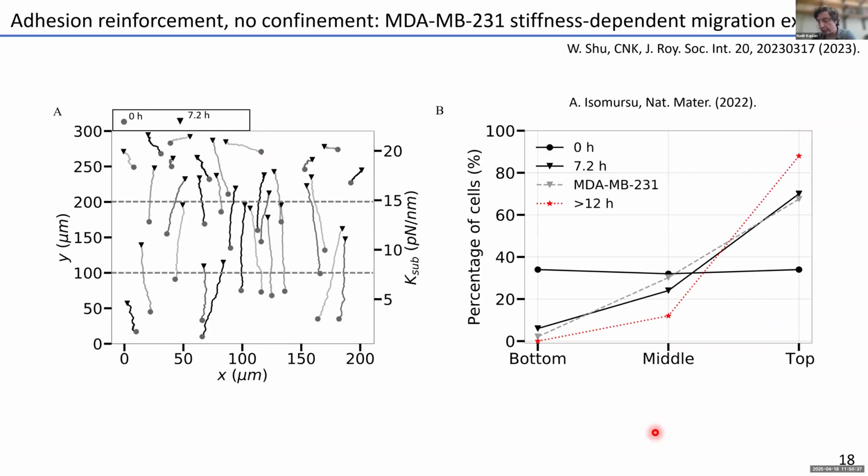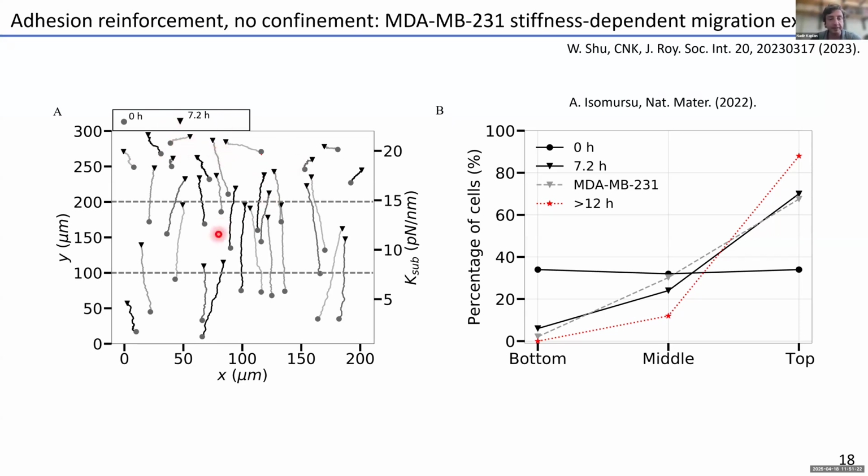Now, as I told you before, there are cancerous strains that can go between durotactic and anti-durotactic behavior. For instance, these MDA-MB-231 cells can actually switch between adhesion reinforcement and no adhesion reinforcement. So they're able to do that. But in the case of adhesion reinforcement, what we did was we took about 30 cells. The dots here correspond to 0 hours, the lines correspond to cell trajectories, and the triangles correspond to the final position of each cell after they migrate.